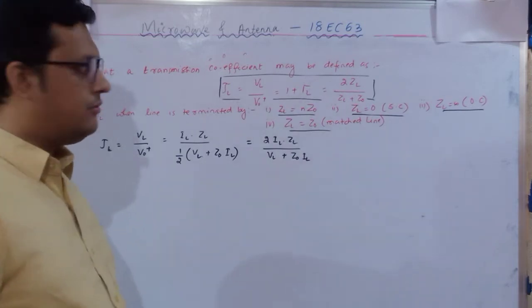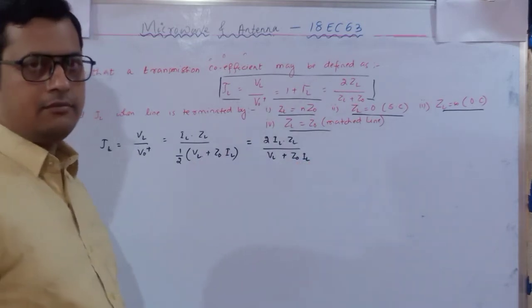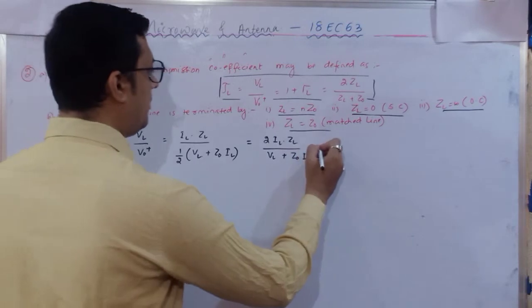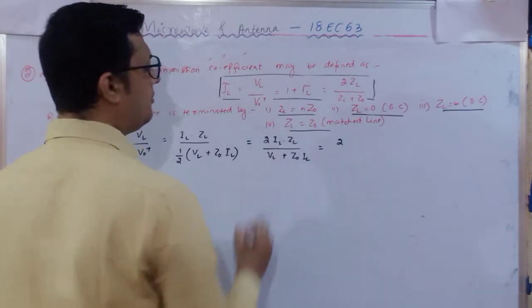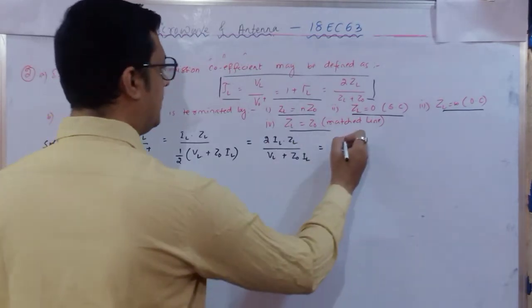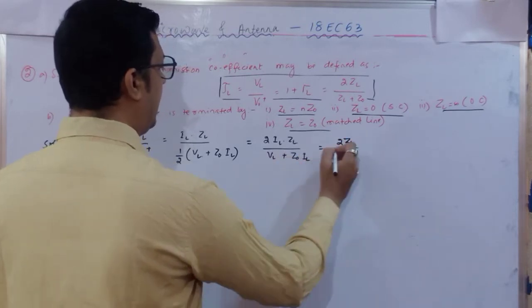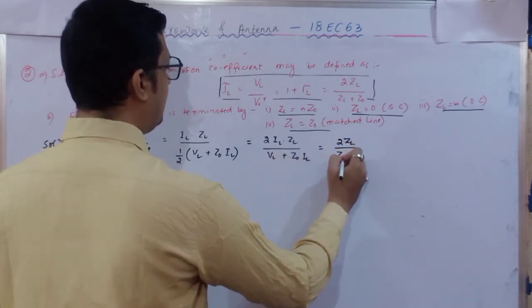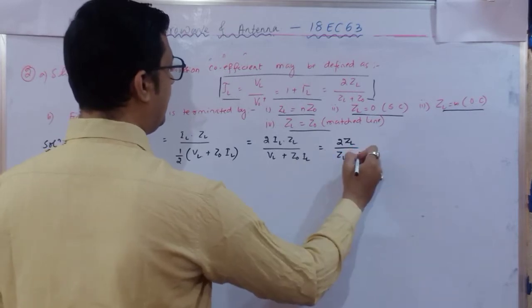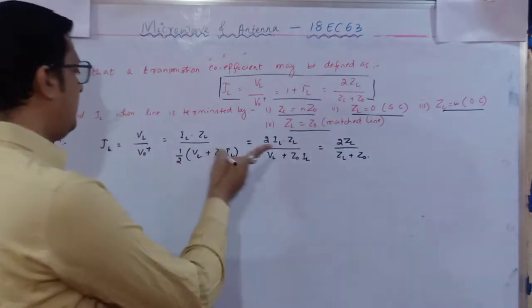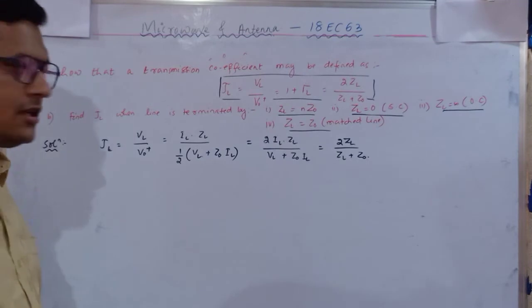Now what you have to do, you have to take this IL common from the denominator. If you are taking common from the denominator, this numerator IL will be cancelled out. So I will get 2ZL VL by IL, that is nothing but ZL, and this is Z0. So it is proved, transmission coefficient.